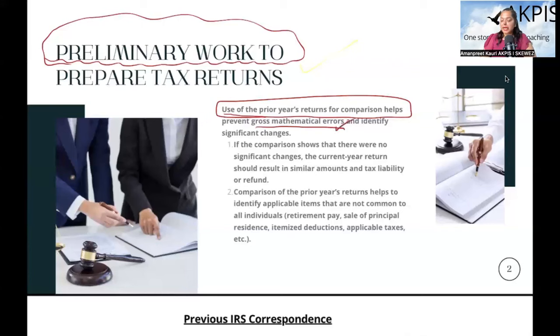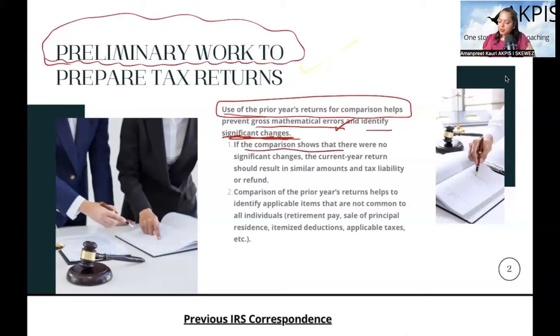And at the same time, to identify any significant changes. That means if there has been any substantial change, for example, you sold your property, that's a kind of substantial change. You're supposed to pay taxes and all that on that also. So the previous year income tax return serves as a base to identify any major changes, to ensure accuracy so that the current year tax return can be filed properly.